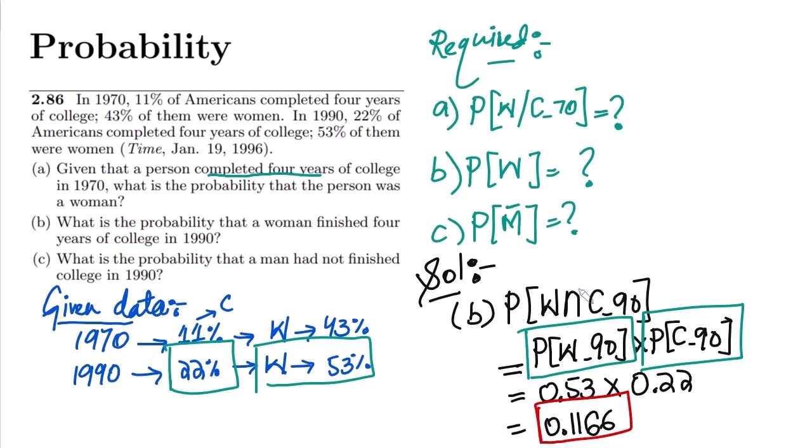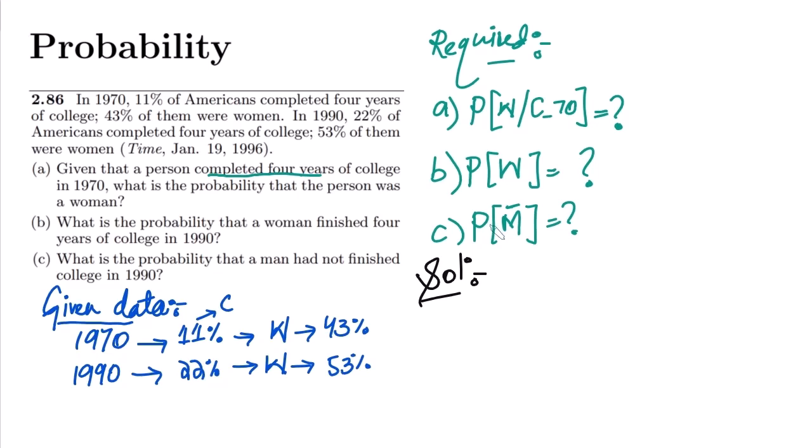Okay, so this is basically the AND condition which we have found here, and that is the solution of part B. In part C, we have to find out the probability that a man had not finished college in 1990. This is C, and we have to find the probability that a man has not completed his degree in 1990, and we can find it by finding the probability that a man has finished his degree in 1990 and then subtracting it from 1. Okay, so this is what we have. So let me call it equation number 1.